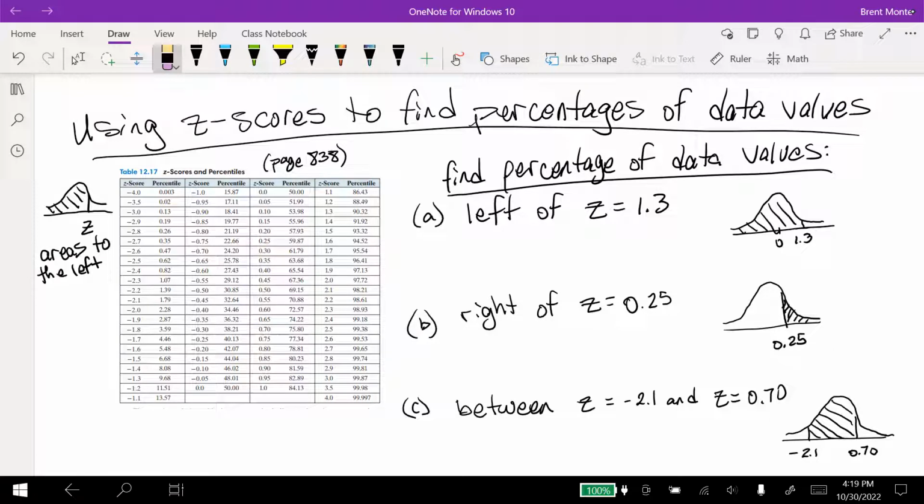So the first one says find the percentage of data values to the left of z equals 1.3. Now remember with the z curve, 0 is right in the middle. So 1.3, this is a number line, 1.3 is going to be to the right. If I want to know the area to the left of z of 1.3, that comes straight out of the table. So let's go to z-score, look along the top to 1.3 and see what that area is. It's telling us there's an area or a percentage of 90.32% to the left of 1.3. And so that's just our answer. So we say, oh, that's 90.32%.